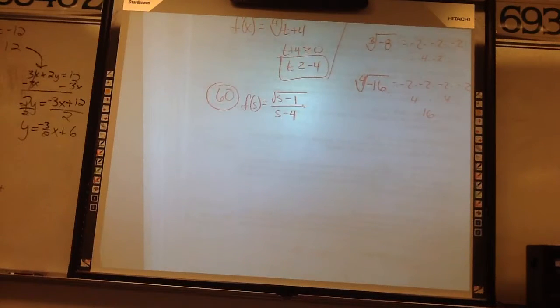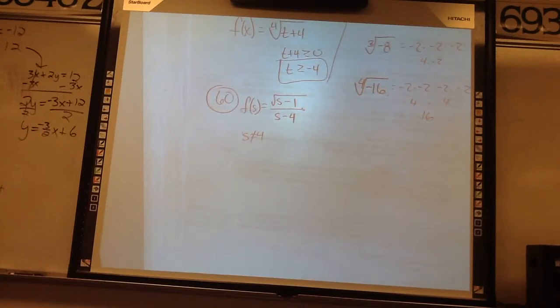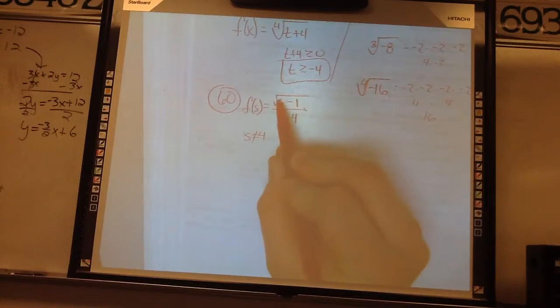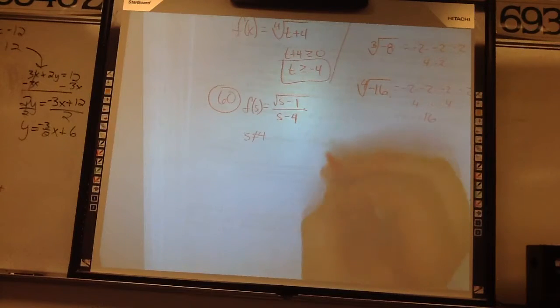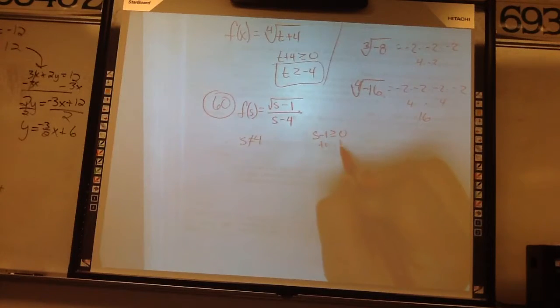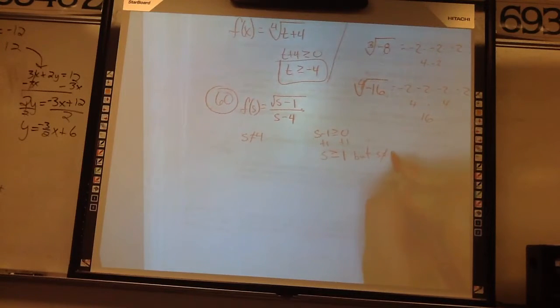So s can't be 4, and I'm just going to write that down real quick because that's pretty simple. But also, the part underneath the square root has to be positive or 0. The easy way to do it is just set up an inequality: the stuff underneath has to be greater than or equal to 0. Solve that, s has to be greater than or equal to 1, but it can't be 4.